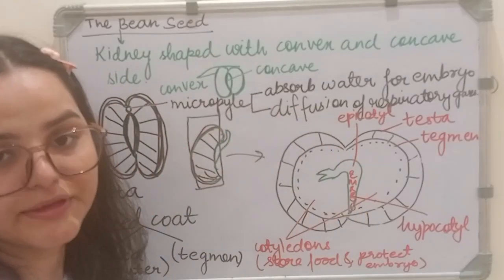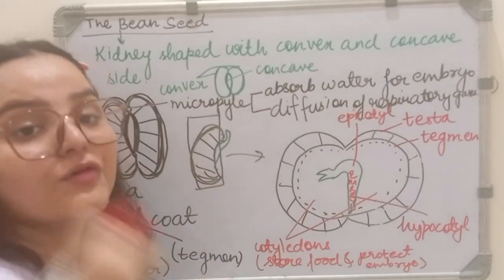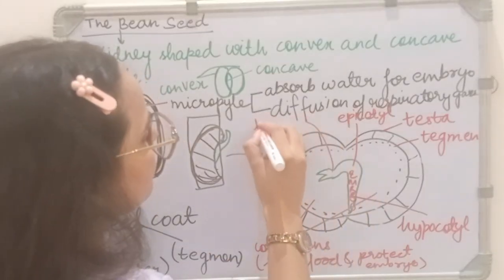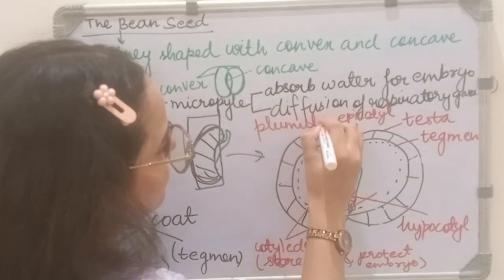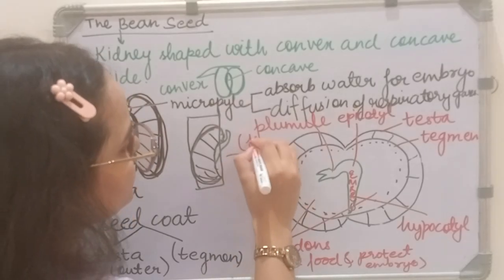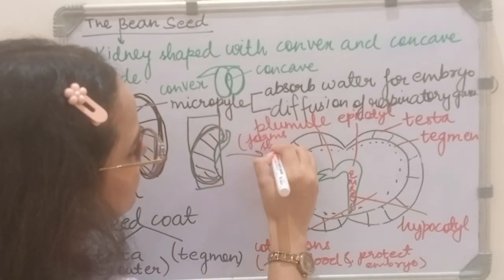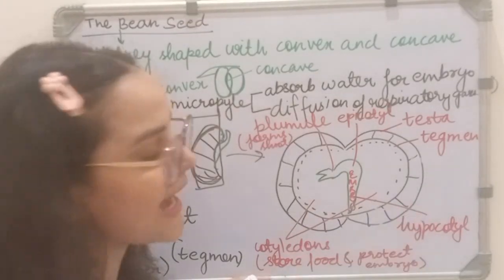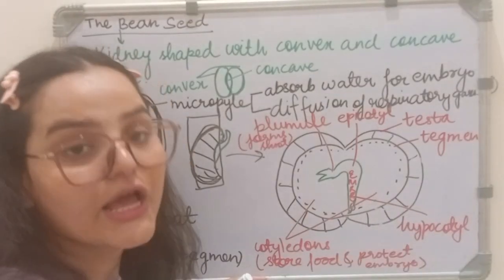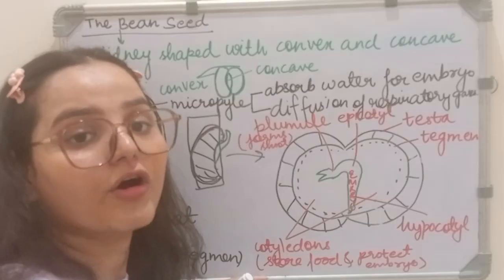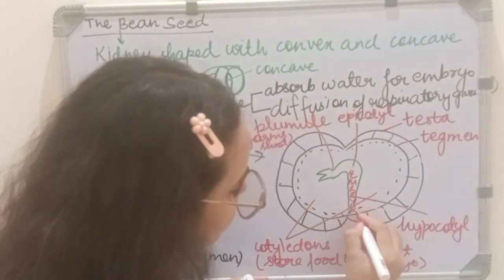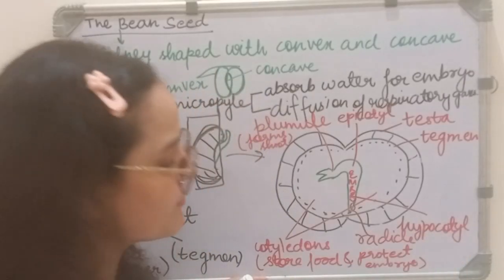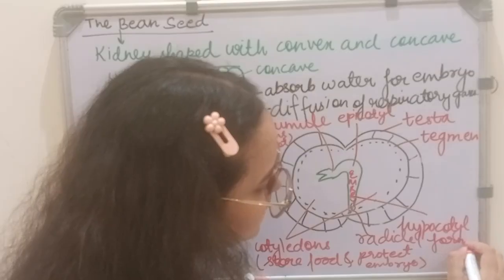Now, this epicotyle forms plumule which will form the future shoot, the stem. Now, this hypocotyle forms radicle, which will form the root later on.